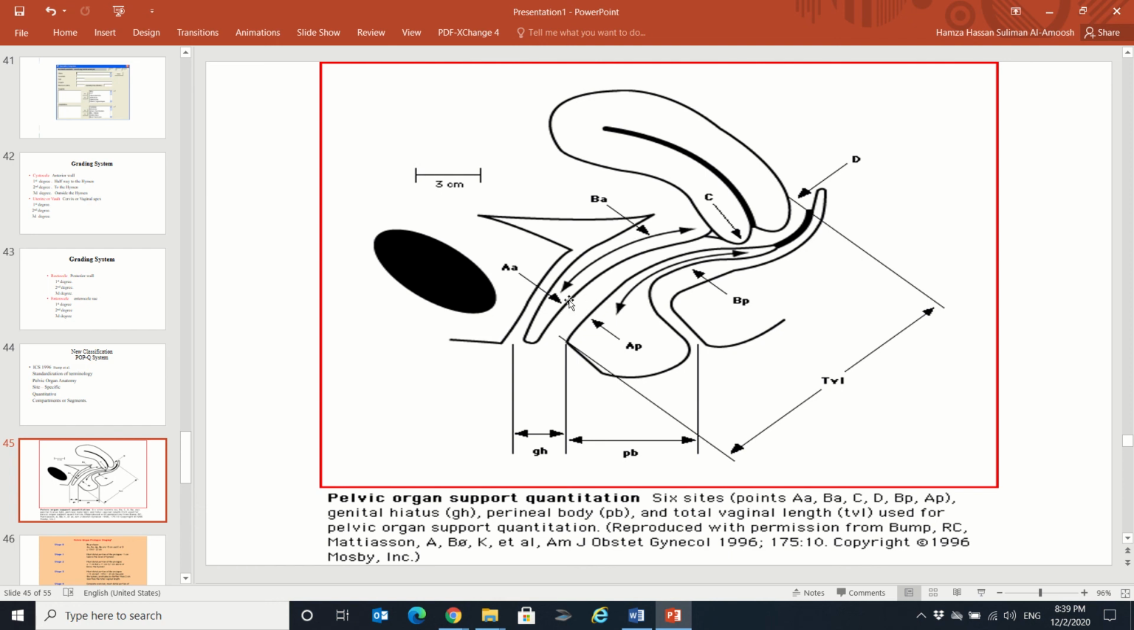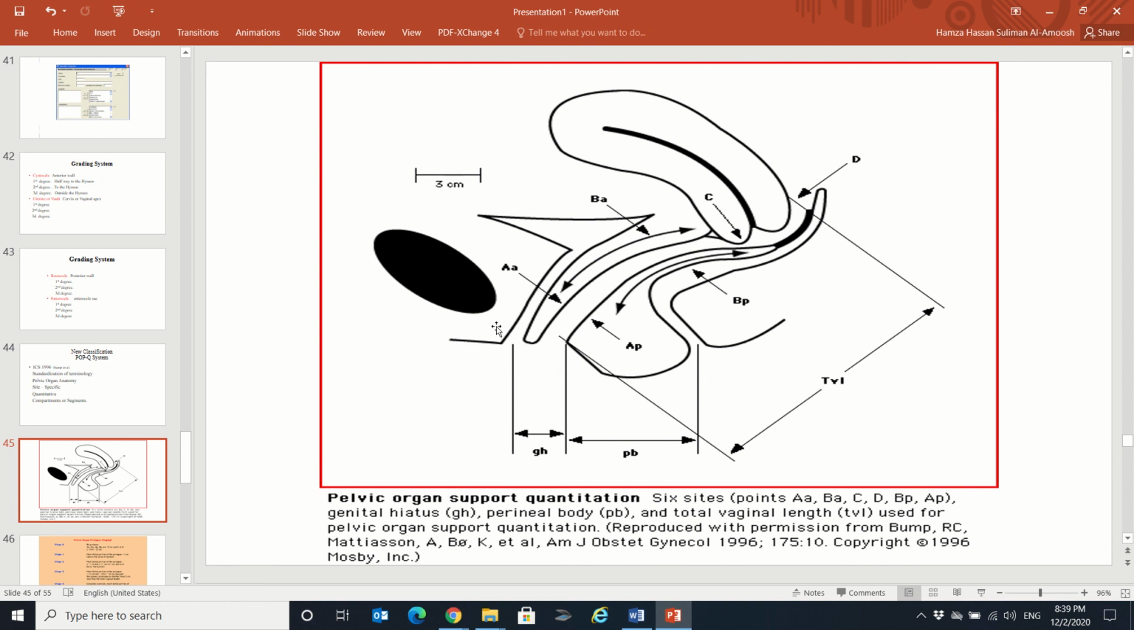Even if B reaches -3, we consider it normal because the vagina has folded rugae, and it's very flexible tissue, so it might reach up to here. But if it's below -3, then this is prolapse. The same thing for A point. If it's below -3, then this is prolapse. So if it's -2 or -1, regardless if it's B or A, this is first degree cystocele.